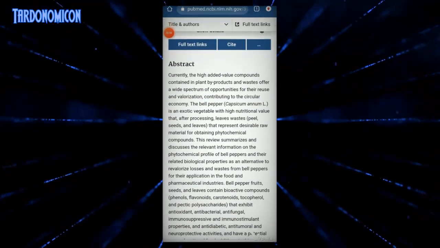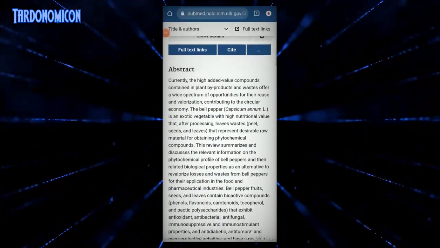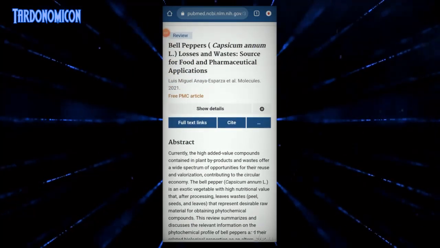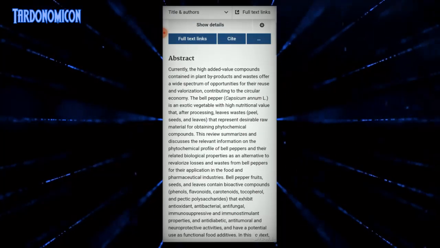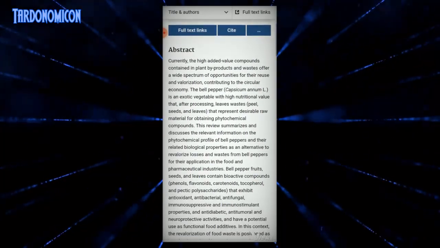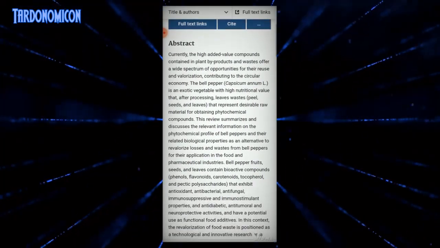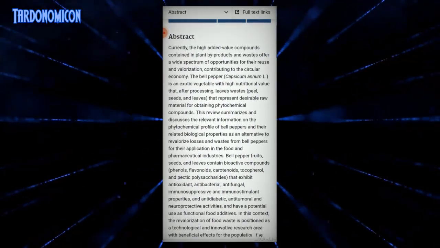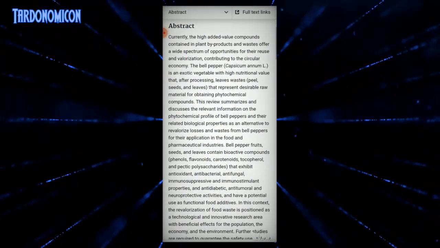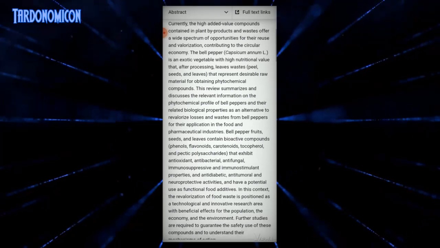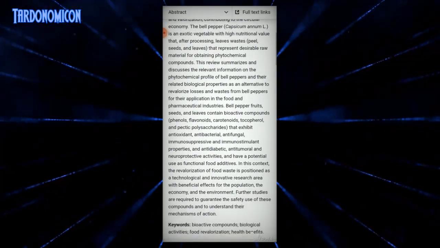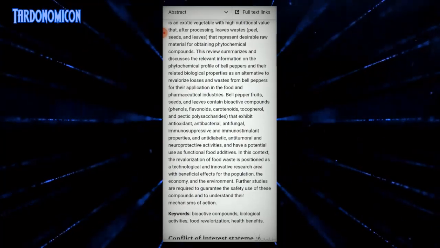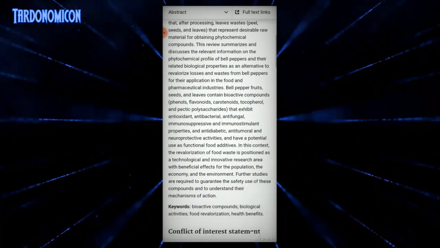The high added value compounds contained in plant products. This is about bell peppers. The bell pepper is an exotic vegetable with high nutritional value that, after processing, leaves wastes, peels, seeds and leaves that represent desirable raw material for obtaining phytochemical compounds. This review summarizes and discusses the phytochemical profile of bell peppers and their related biological property.